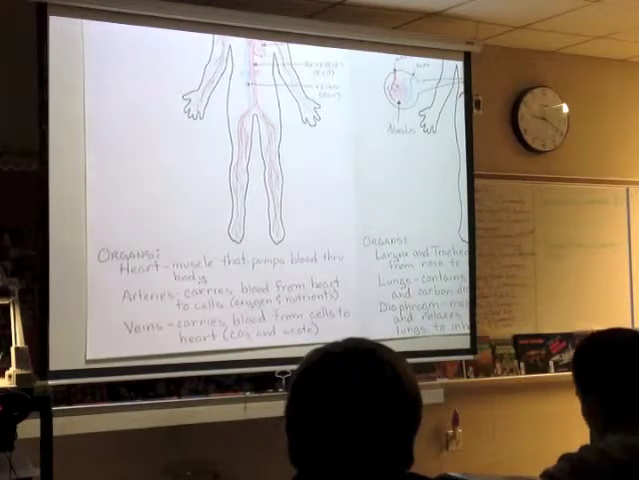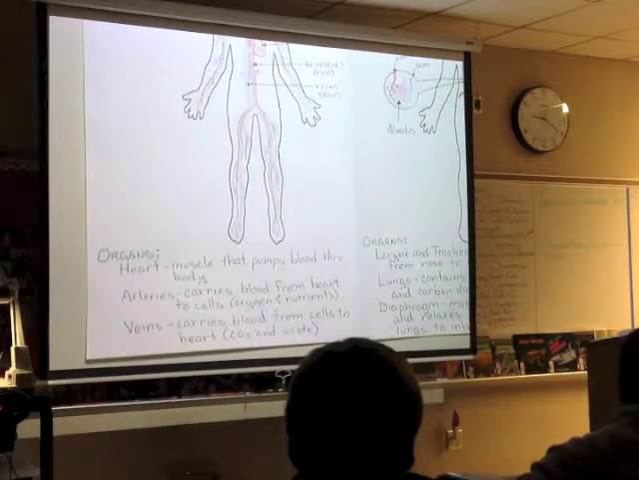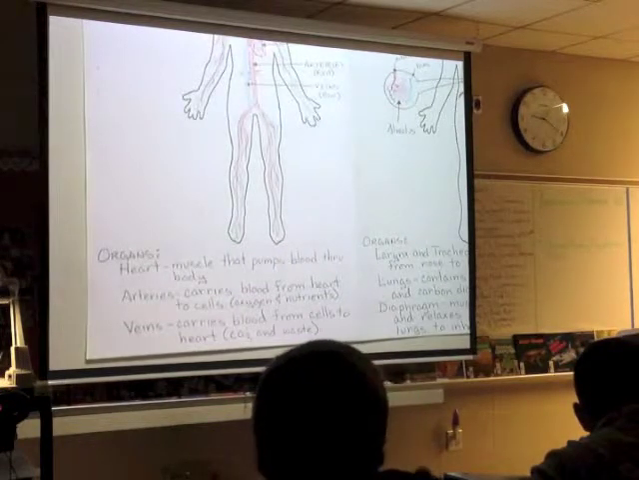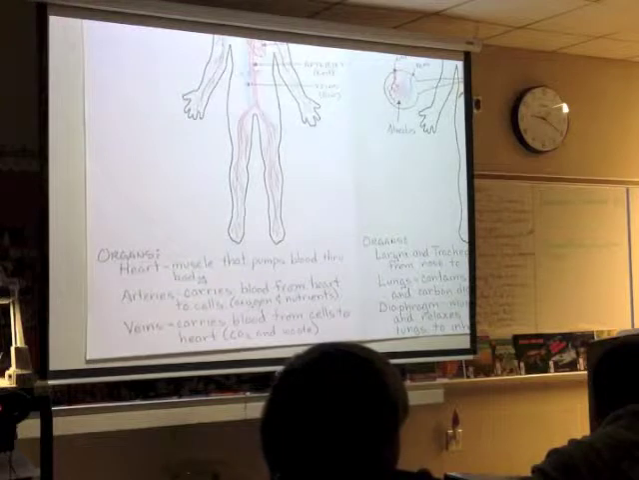Question was, how do you connect the arteries? They sew them together. Yeah. Yes? Why would you say the blood is blue?